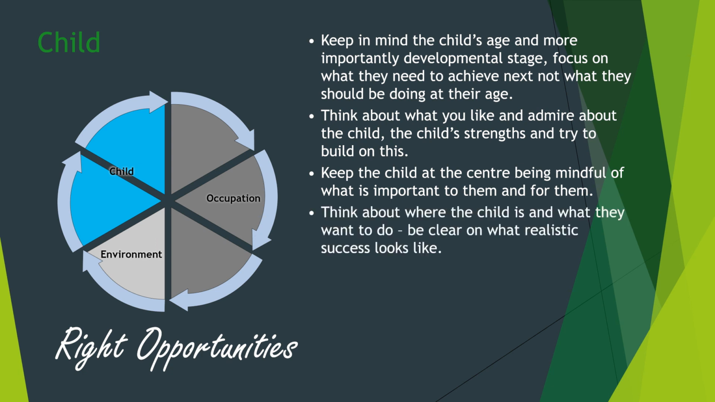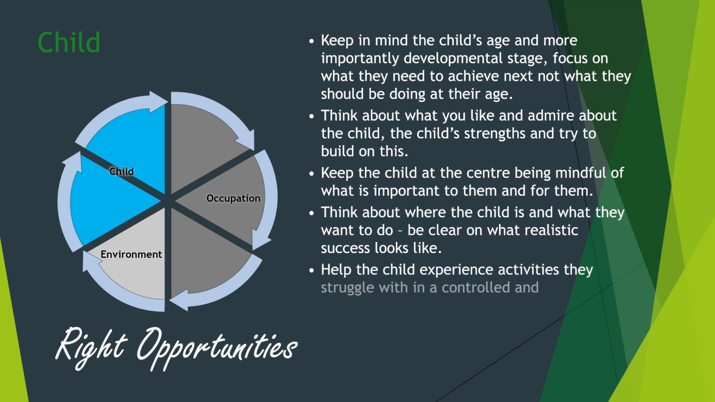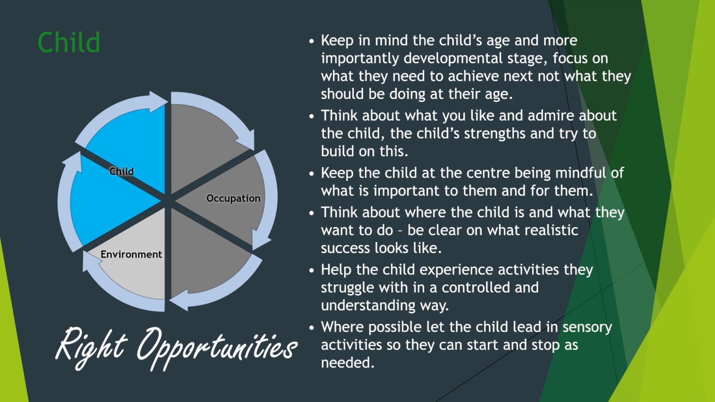Think about where the child is and what they want to do. Be clear on what realistic success looks like. Help the child experience activities they struggle with in a controlled and understanding way by reducing the environmental demands and providing familiar and trusted people to help the child engage in the occupation. Where possible, let the child lead in sensory activities so that they can start and stop as needed, but make sure the child has opportunities and encouragement to move on to new sensory experiences.